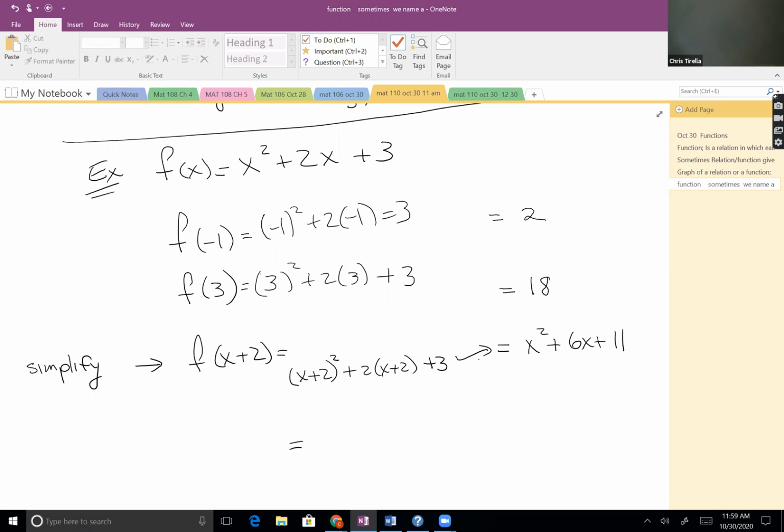Did everybody get that, or do we need to add a little bit of detail to this one? I'm good. Okay, so function notation, life is good.